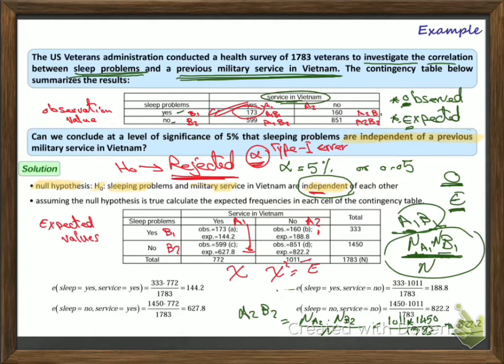Chi square is the sum of the expected value minus the observed value, squared, divided by the expected value. So for every cell, I have to calculate it. In the next page, we'll see the details of the calculation.